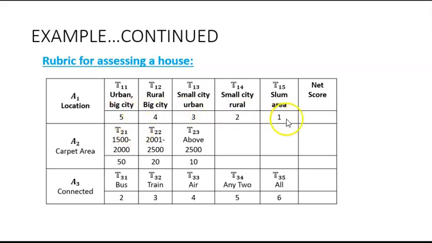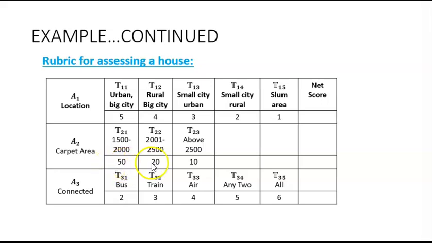I have chosen these values. Somebody else may choose another set of values, and a third person may choose maybe 50, 40, 30, 20, 10. So the magnitude and the order, either increasing or decreasing, depends on the person. Similarly, for attribute A2, I have written T21, T22, T23 and given values. So this is an individual choice.